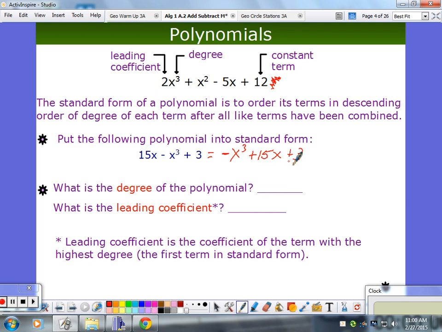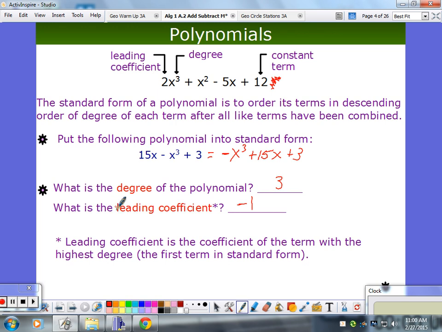What's the degree of this polynomial? 3. Because this one has 3, this one has 1, this one has 0. 3 wins. It's biggest. What's the leading coefficient? Negative 1. Awesome. We're going pretty fast here. Are there questions? Because the ones who get it are chatting it out. If you're not getting it, let me hear a question.